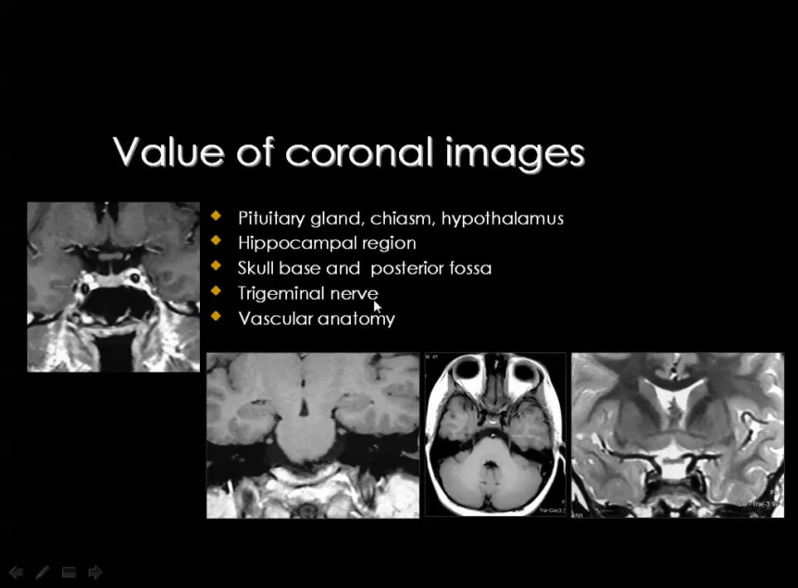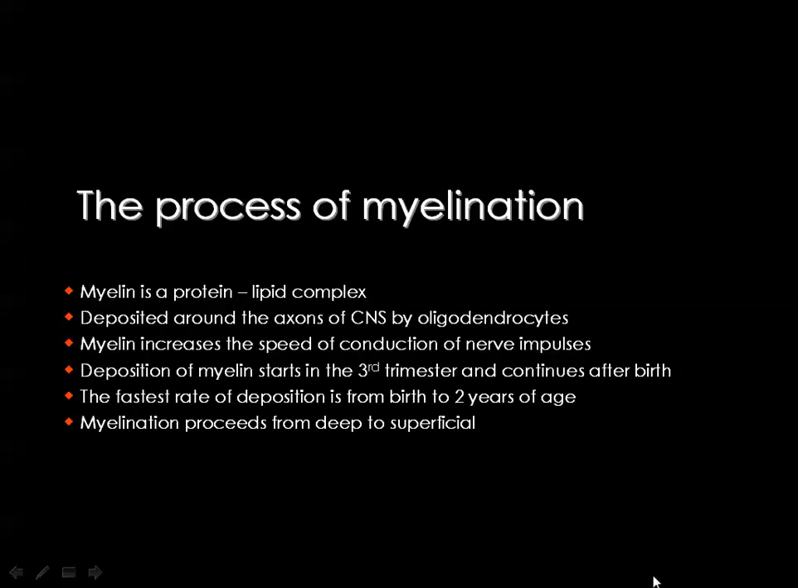Also, you remember that I mentioned you can see the trigeminal nerves in the axial images, and also you can see the trigeminal nerve on both sides of the brainstem in the coronal images. And one of the ways to evaluate the vascular structures of the brain is the coronal T2 weighted image, and this is the internal carotid artery, the middle cerebral artery, and the anterior cerebral artery. Finally, we came to the process of myelination, which is an important issue to understand.